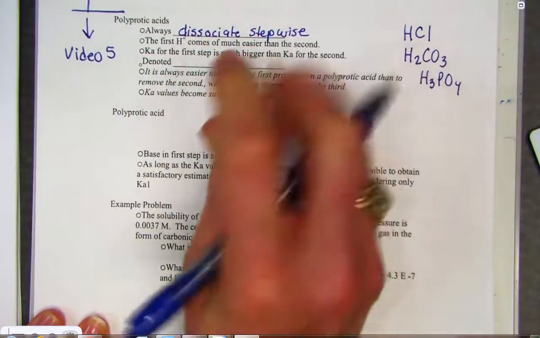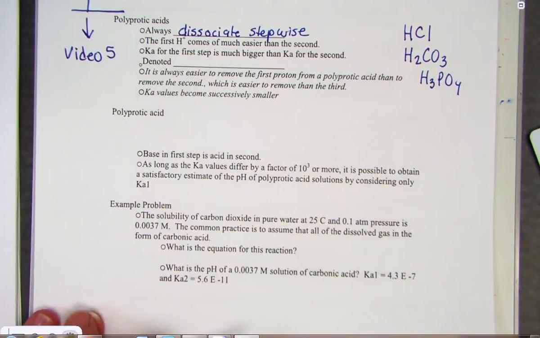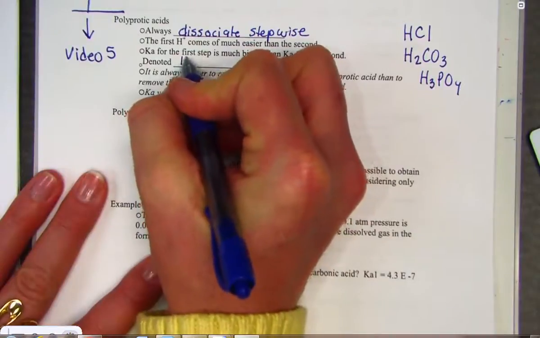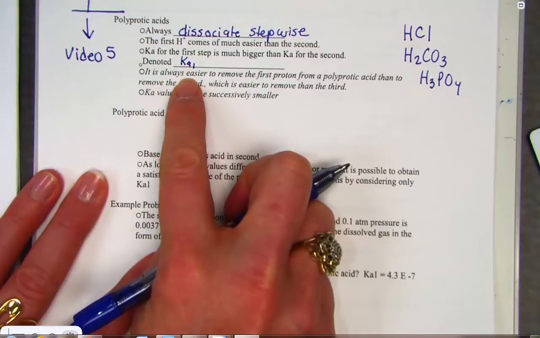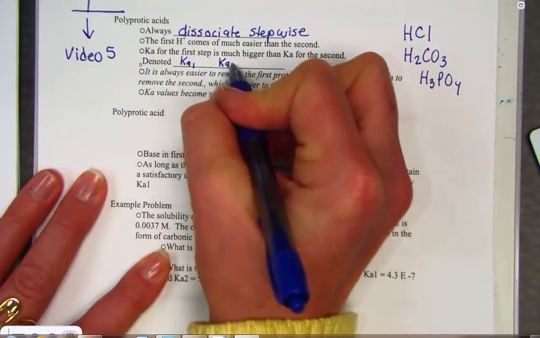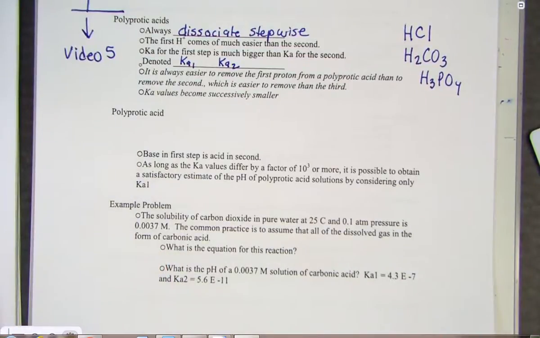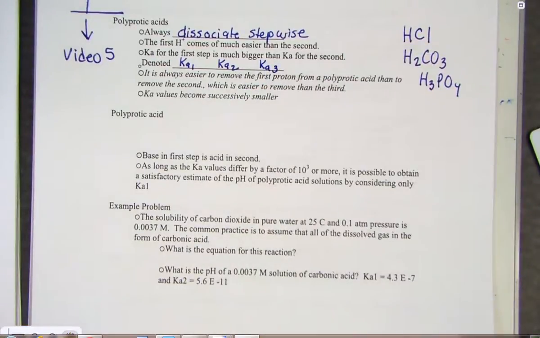In other words, we always take off one hydrogen at a time in a dissociation equation. The first hydrogen ion comes off significantly easier than the second. The second would come off a little bit easier than the third. We denote the stepwise fashion of a polyprotic acid by saying Ka1, the acid dissociation constant for the removal of the first proton. Ka2 would be the acid dissociation constant for the removal of the second proton. And if there is a third, Ka3, the removal of the third proton.